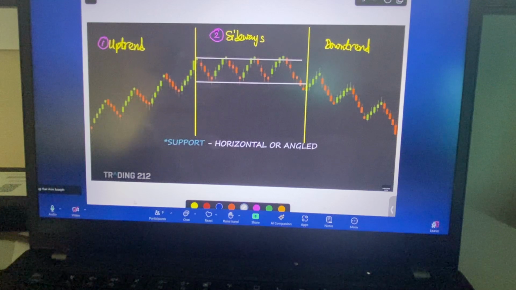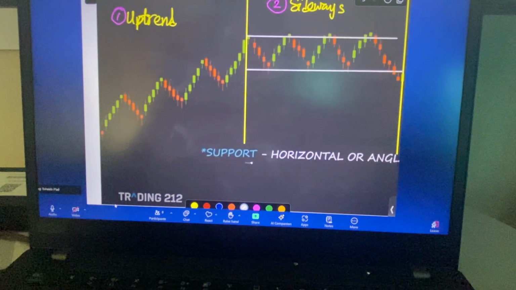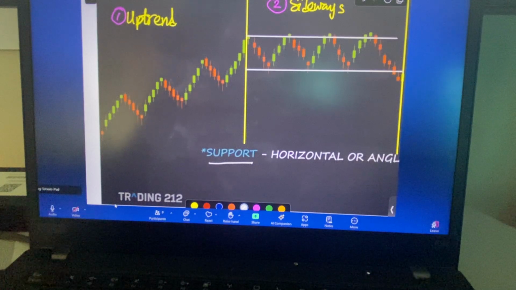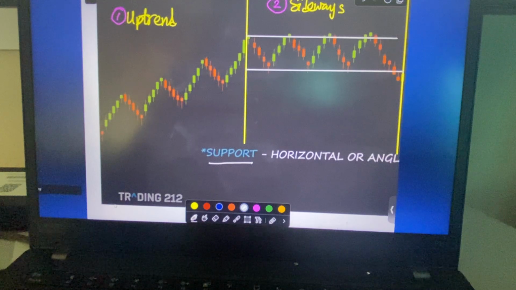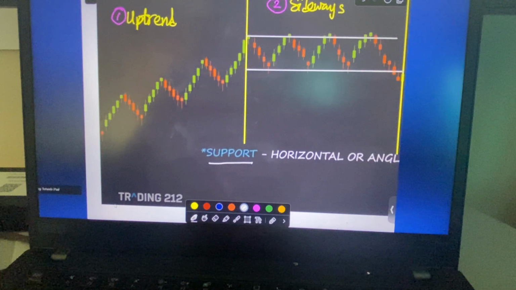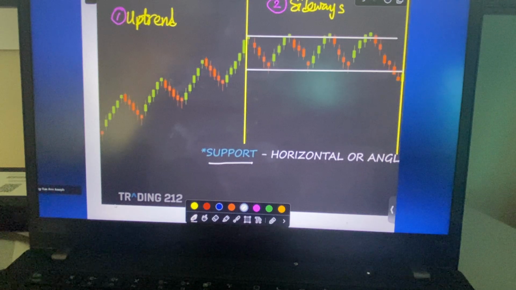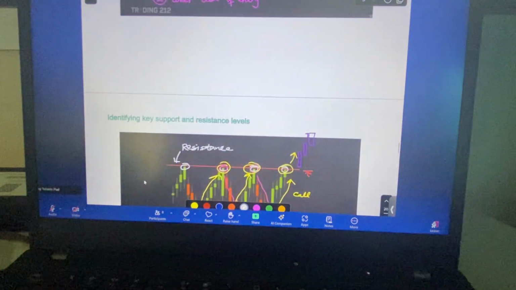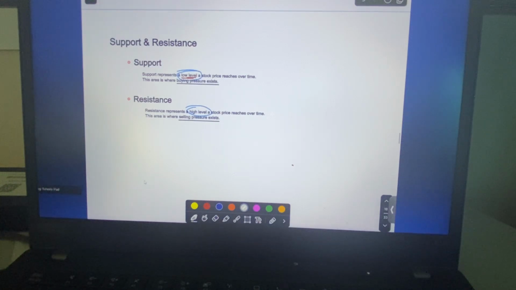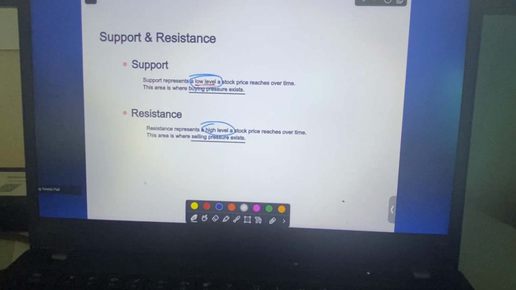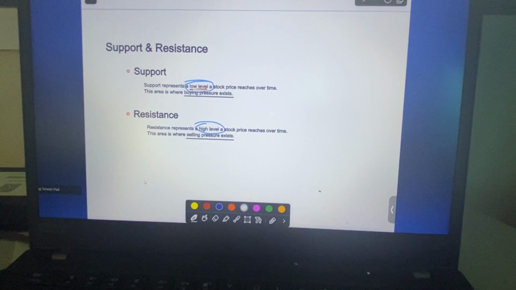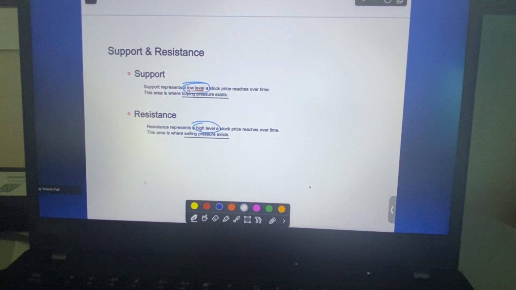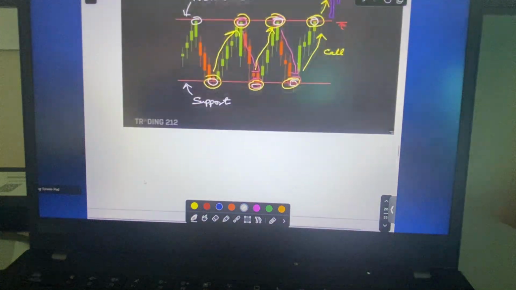Sorry, are you still able to what? Draw support and resistance on this left side. Yes. We'll just have an upward incline with it. Exactly. It's going to be an incline. So the same definition still holds true: support represents a low level in stock price over time. This doesn't necessarily have to be a flat level. This could also be an incline.